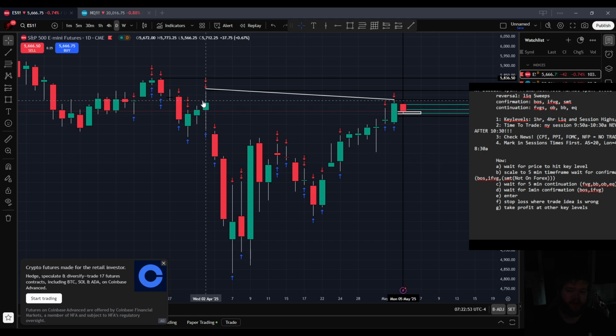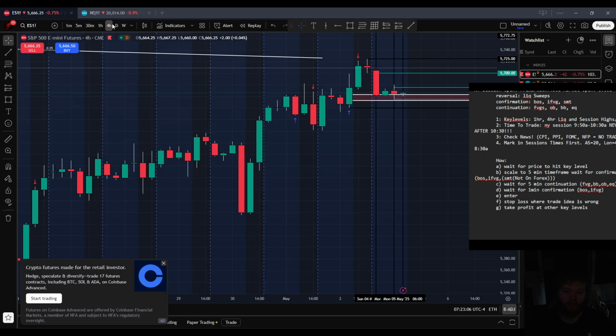So we have a high time frame SMT divergence. We have a fair value gap that we know needs to be respected for it to continue higher, which is the setup we're after. That's on the 4-hour. We have one on the 4-hour right here. So it looks like that one was disrespected.